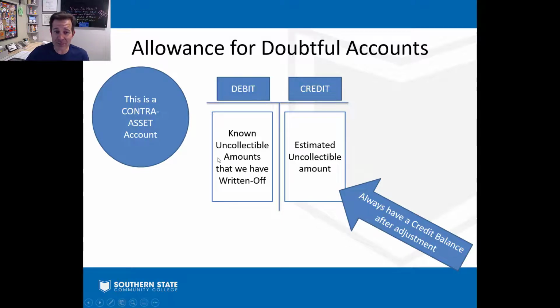On the debit side, you remember when we wrote off a customer's debt, it was a debit. We debited the allowance account. So the debit side of that account reflects all the known uncollectible accounts. In other words, the amounts that we have written off. Credit side, estimated uncollectibles. Debit side, known uncollectibles. And when we make that adjusting entry at the end of the period, we're always going to be left with a credit balance, a credit amount of estimated uncollectible amounts.